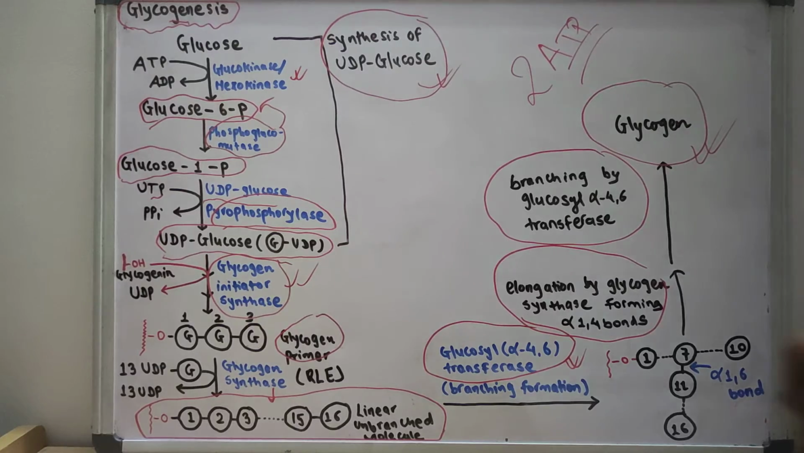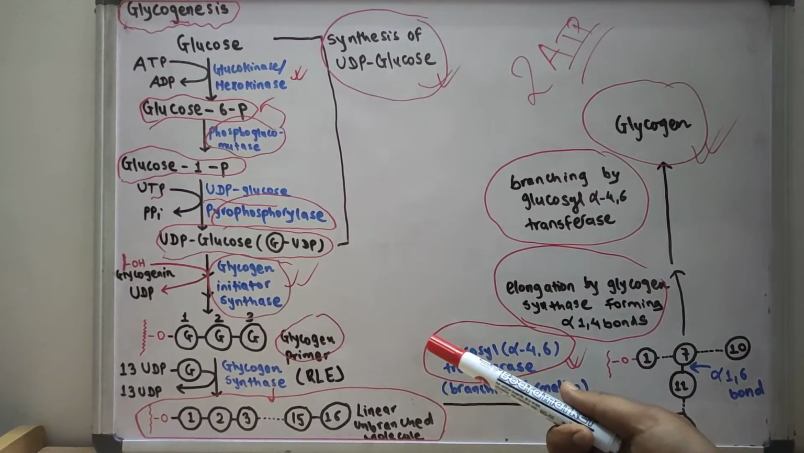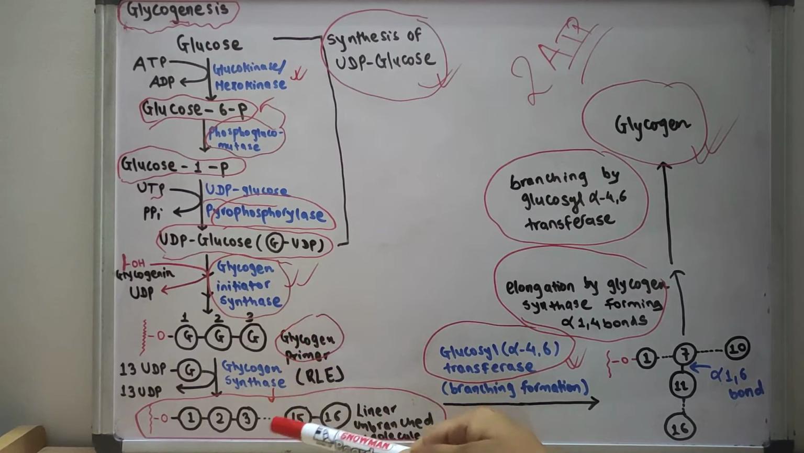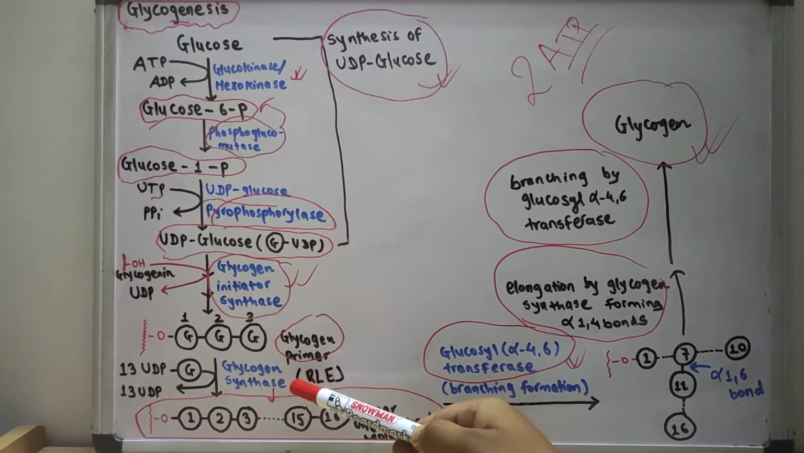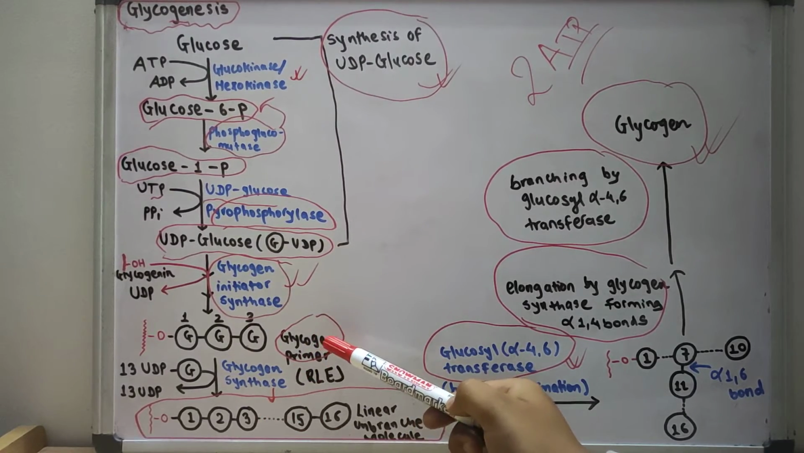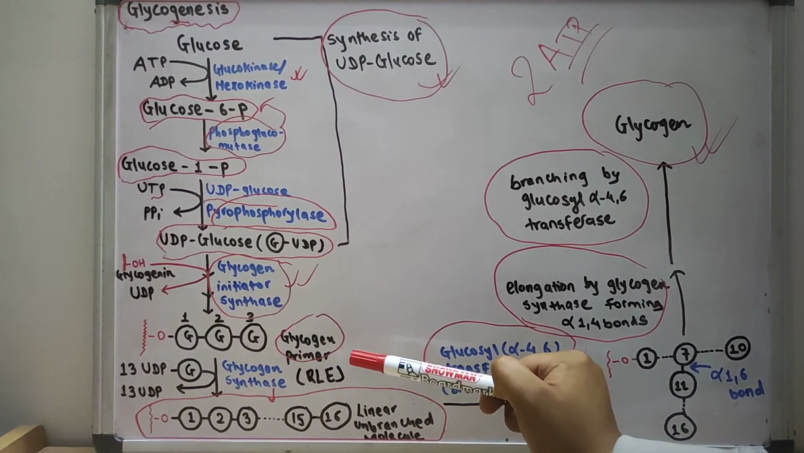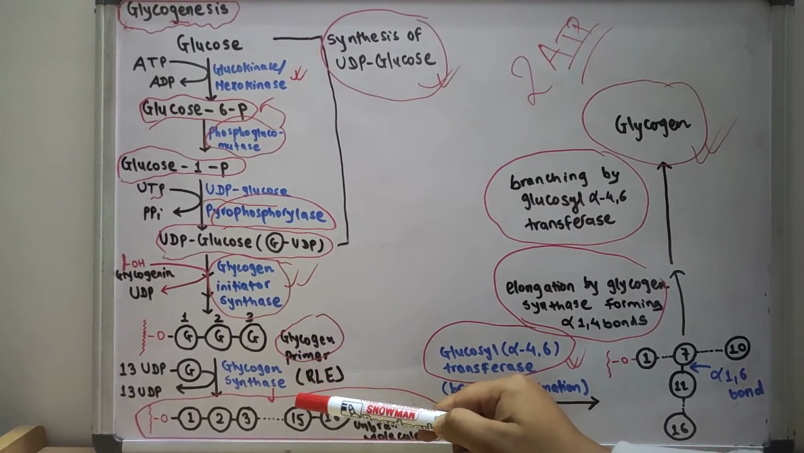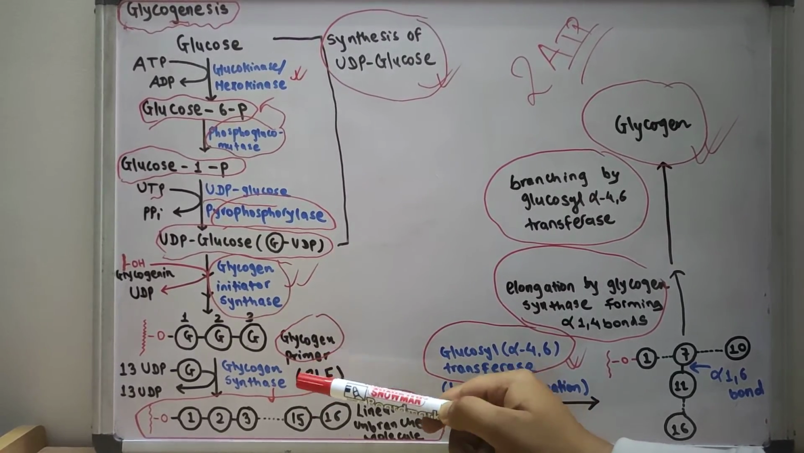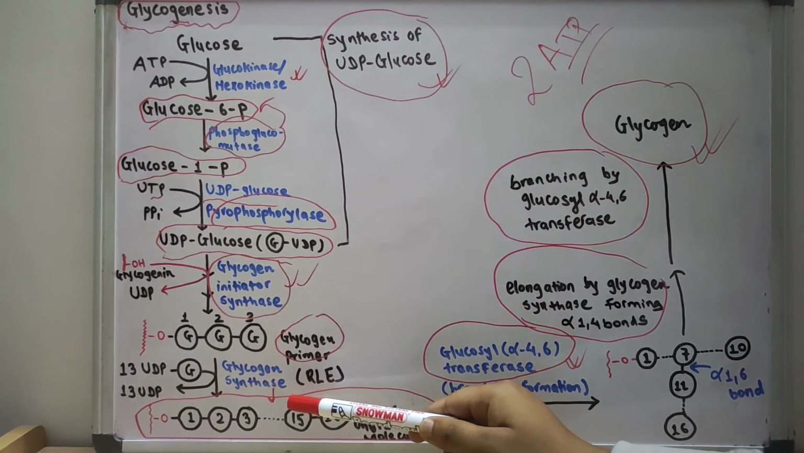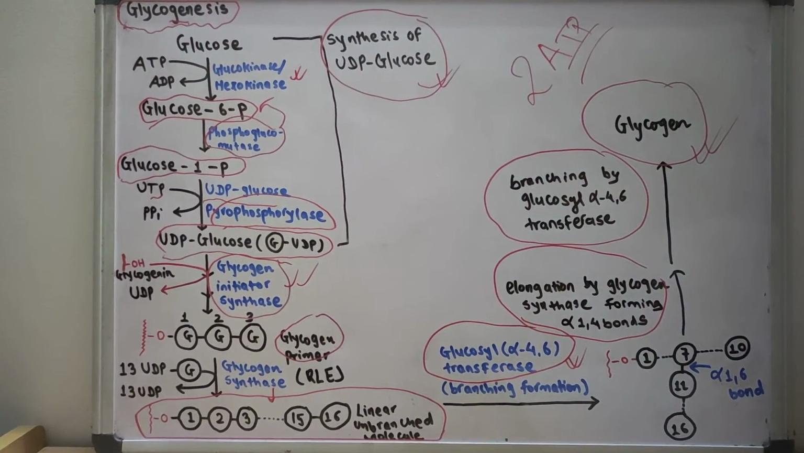And I want to tell the last reaction where there is use of the glycogen synthase enzyme. This is the rate limiting enzyme, or rate limiting step, that you should know. When there is glycogen primer formation, the glycogen synthase acts upon the glycogen primer to form the linear unbranched molecule. So this is the rate limiting enzyme. Glycogen synthase is the rate limiting enzyme. So this is the overall reaction and the steps of glycogen synthesis. I hope you understood this lecture.